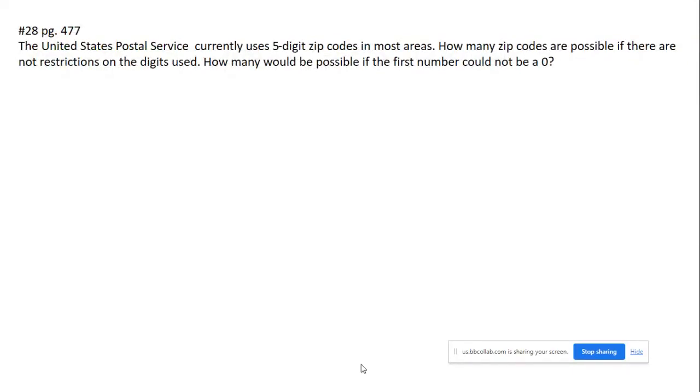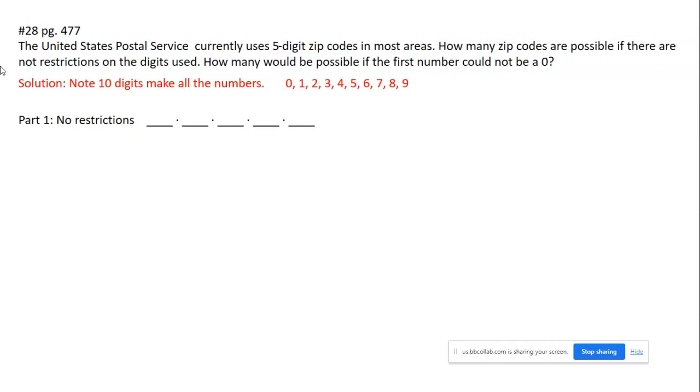The United States Postal Service currently uses 5-digit zip codes in most areas. How many zip codes are possible if there are no restrictions on the digits used? How many would be possible if the first number could not be a zero? Let's do this. Okay, so this is easy. First we need to note that we live in a world that only has 10 digits, right? 0 through 9. With these 10 digits, we can count forever, right? And if we are doing the zip code, I like to do it this way, where I'm showing the spaces that I can fill out.